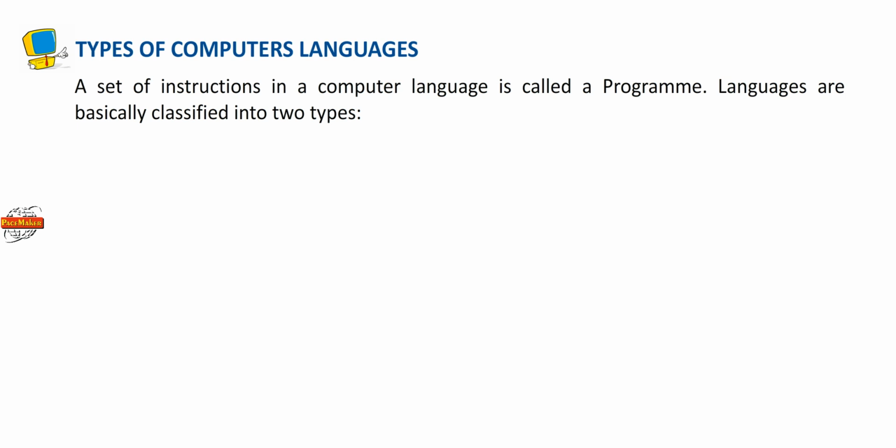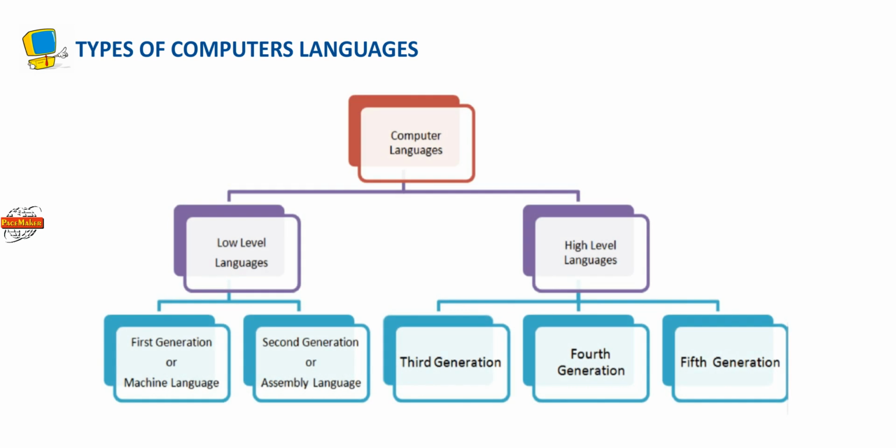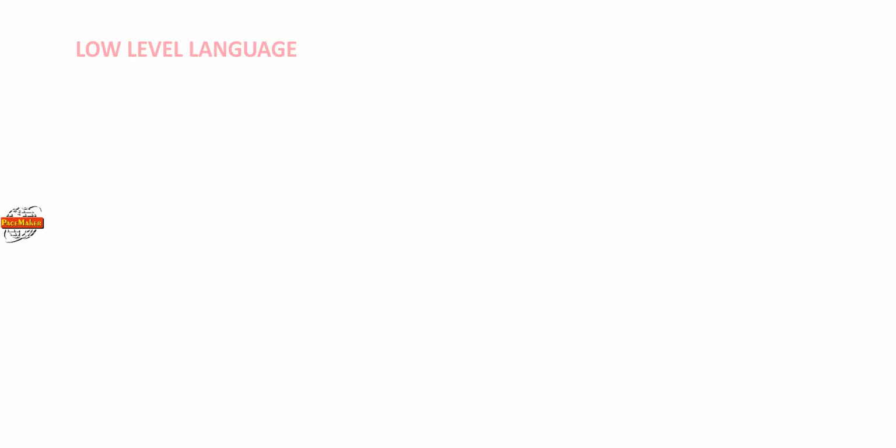Languages are basically classified into two types: low-level languages and high-level languages. Here is the chart of computer languages. Low-level languages include first generation or machine language, and second generation or assembly language, whereas high-level languages include the third, fourth and fifth generations.